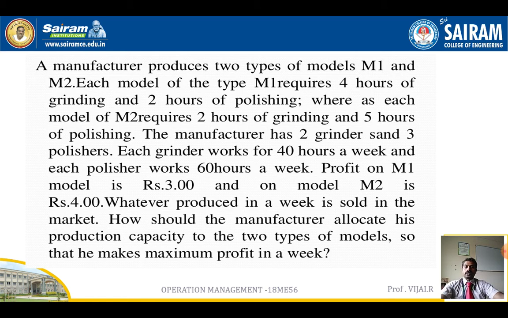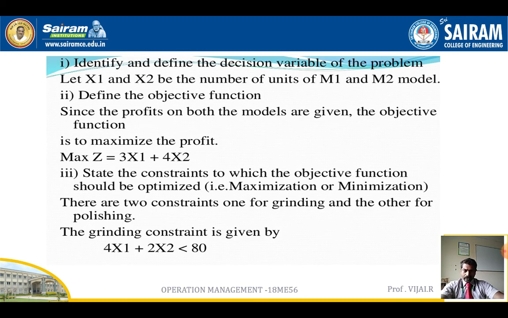So take a grinding machine. M1 requires 4 hours of grinding, M2 requires 2 hours of grinding. Each grinder works 40 hours per week, and the polisher works 60 hours. So 40 hours of a grinder. Now I am taking only the grinder. So the grinding constraint: first model 4, second model 2.